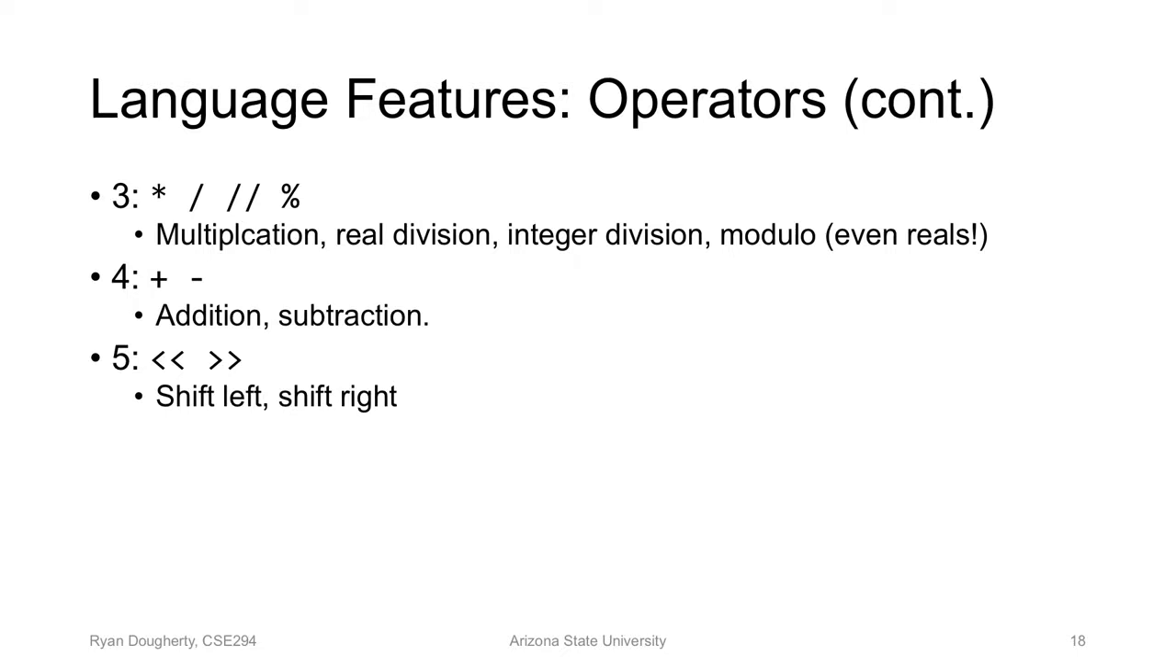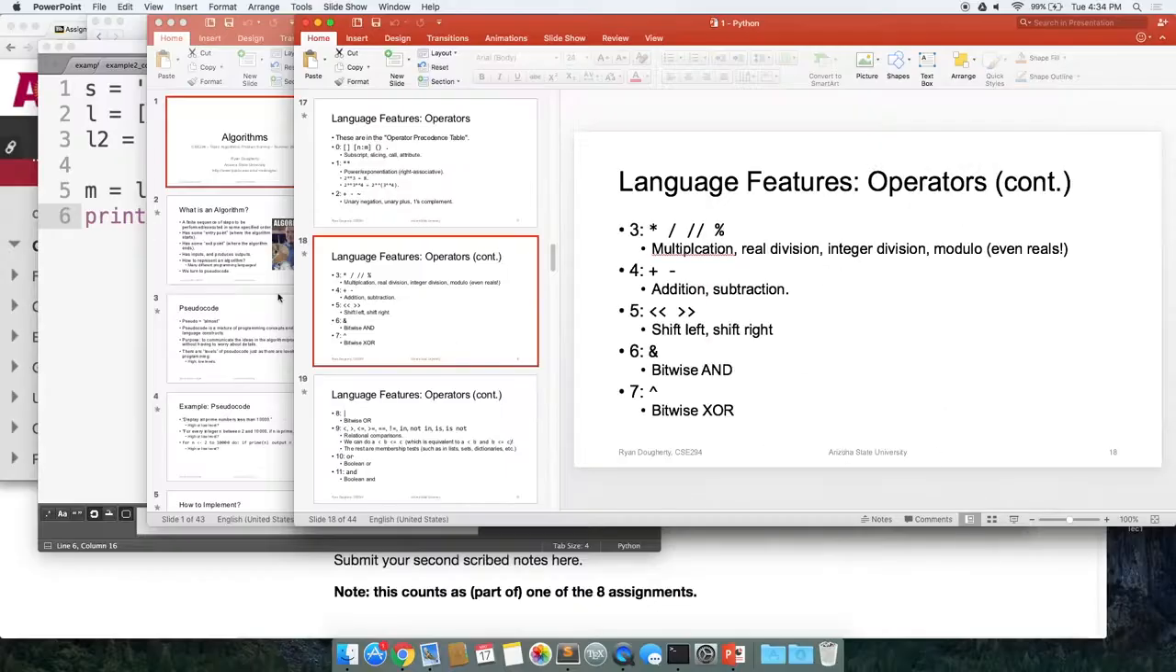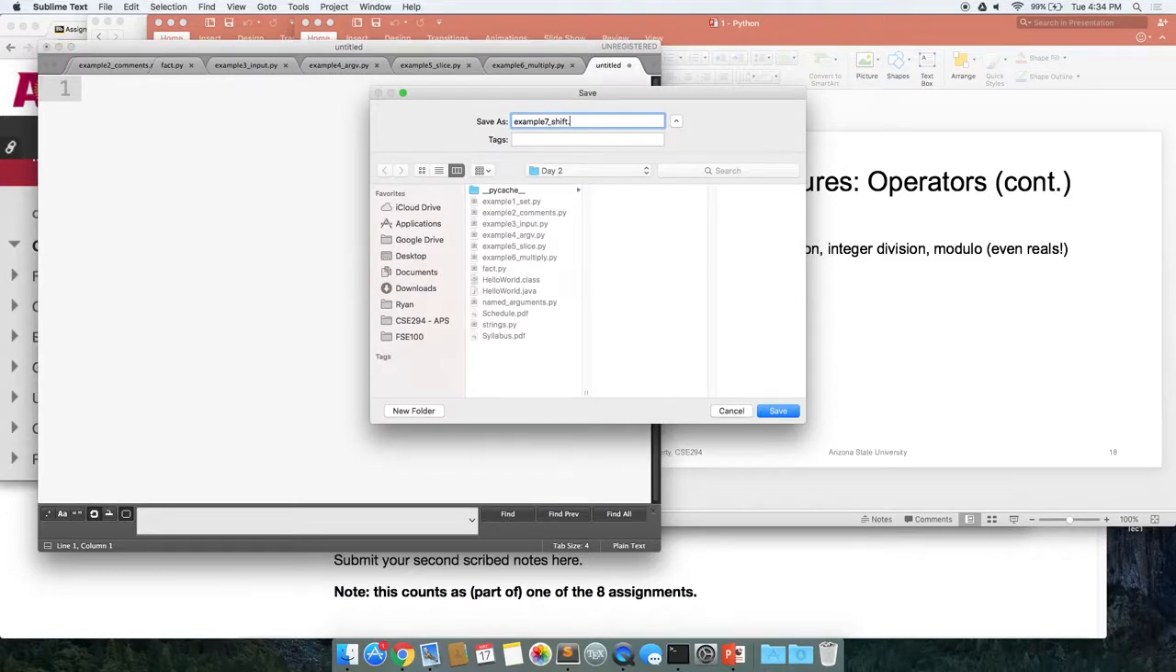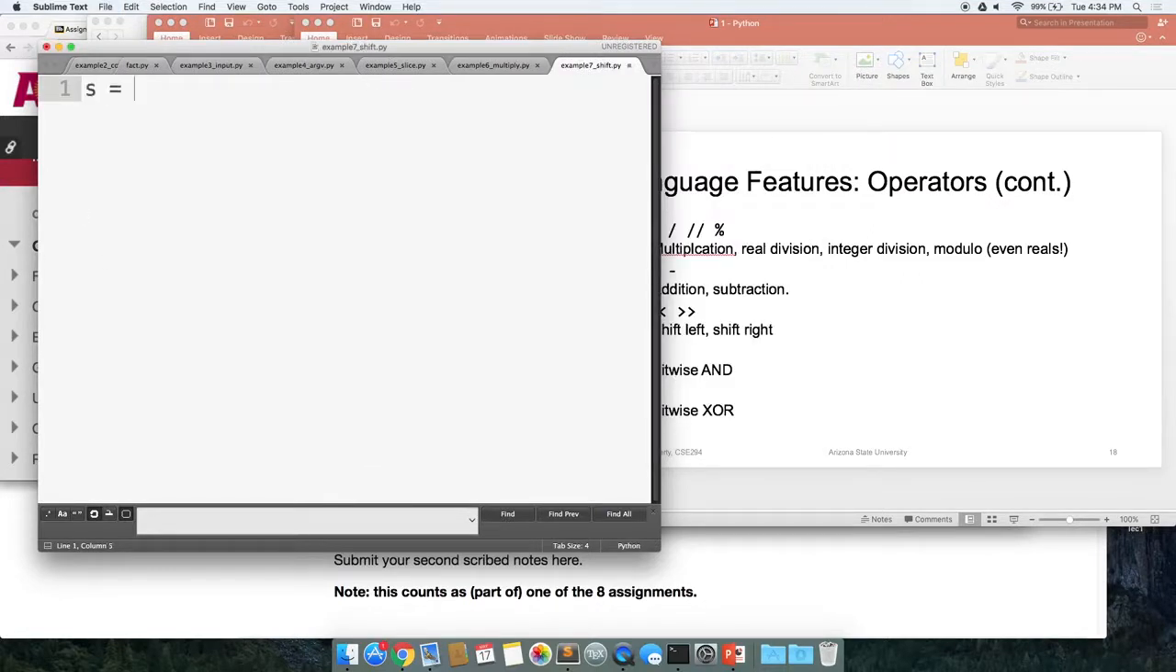So anyone not know what a shift left, shift right is? Yeah, so a shift left is basically in the bit representation, shifted in one position. So actually, let's just do that as an example. Example 7, shift. So let's just say we had a number 100, and we want to print it shifted right one position. And then we want to print it shifted left. So what do you think is going to be printed?